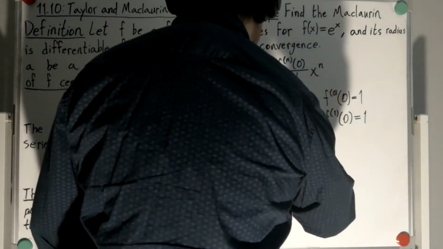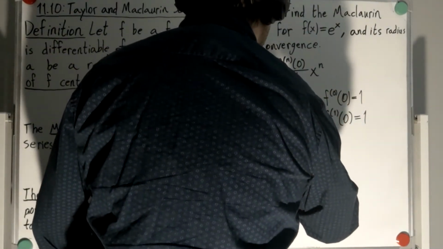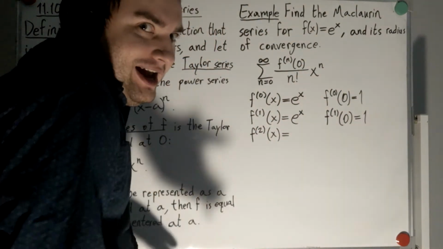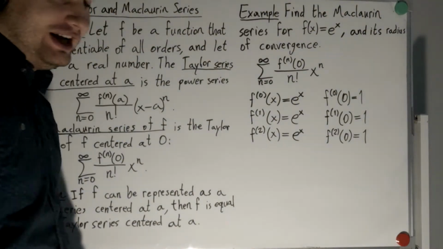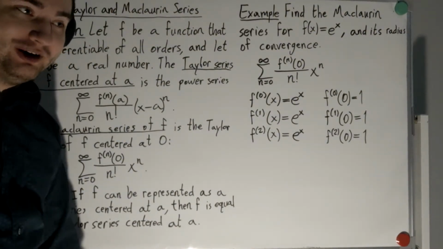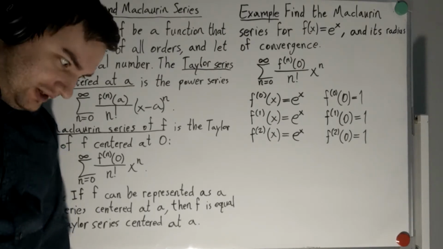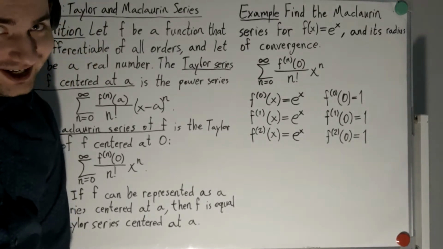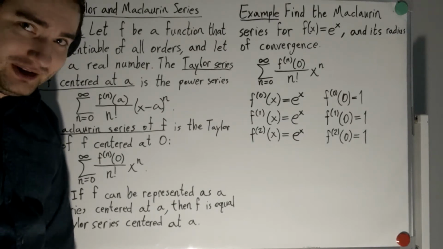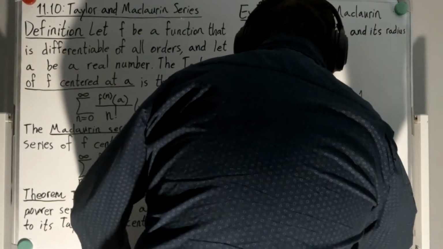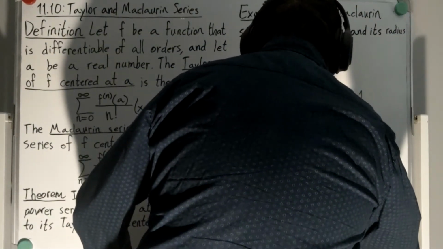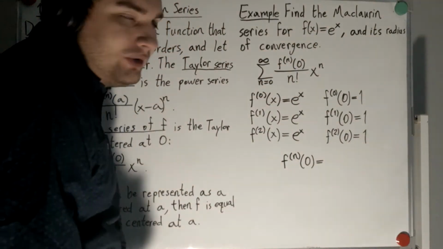Second derivative. Still e to the x, right? And again, you evaluate it at 0, and you get 1. Third derivative. It's still e to the x, you evaluate it at 0, you get 1. Fourth derivative, it's e to the x, you evaluate it at 0, you get 1. Fifth derivative, it's e to the x, you evaluate it at 0, you get 1. You see where this is going? Okay? So the point here is that the nth derivative evaluated at 0 for this particular function is always just going to be 1.